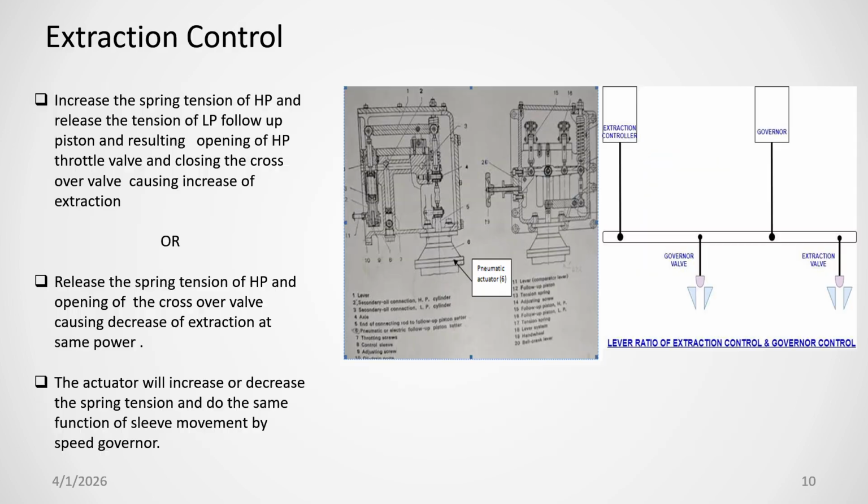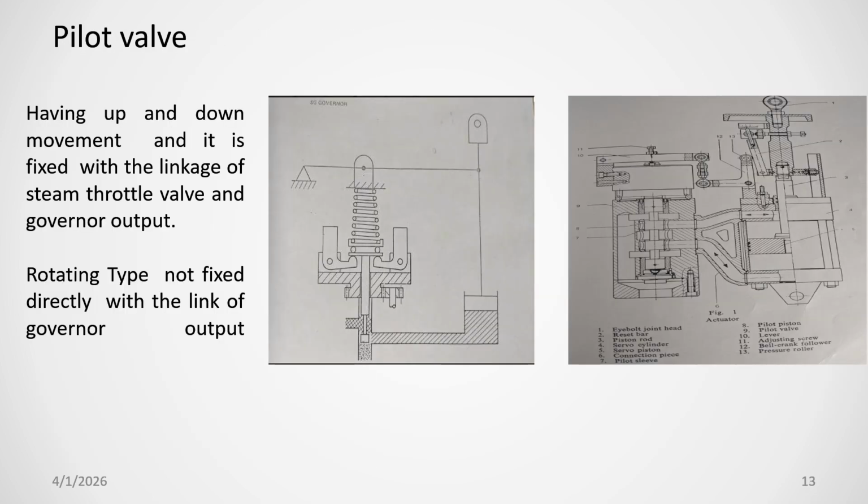But this is the hydrodynamic governing, and now I am talking about the mechanical governing. This is the mechanical governing, where you see the Woodward governor. This governor is run by the turbine speed. When the turbine load is high, that means speed is low. When speed is low, the RPM of the governor will also be low.